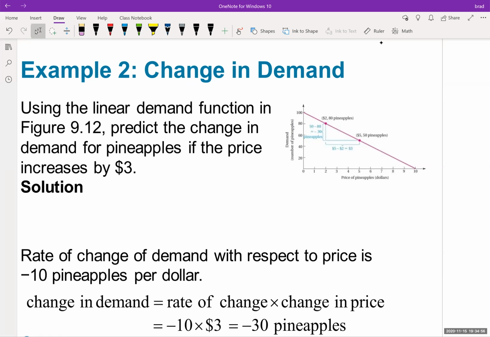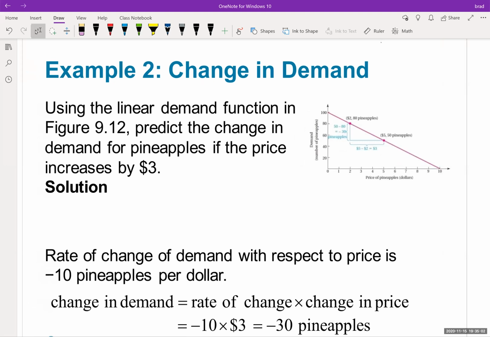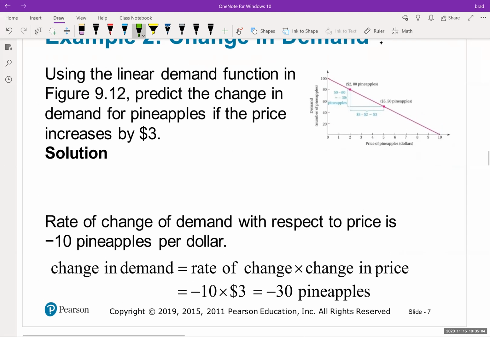Okay, so we know that the rate of change in demand with respect to the price of pineapples is -10 per dollar. So we know the change in demand is going to be the rate of change, which we know is -10, times the change in price, which they told us is 3. So we would expect to sell -30 pineapples than what we would have normally. So we're going to lose the ability to sell 30 pineapples.